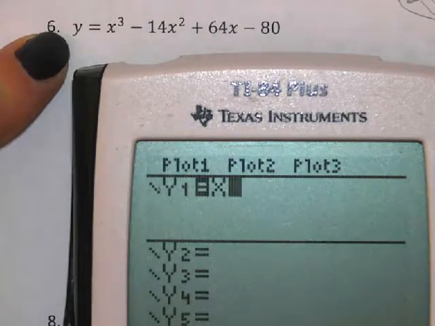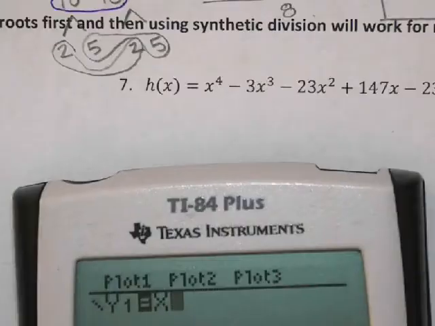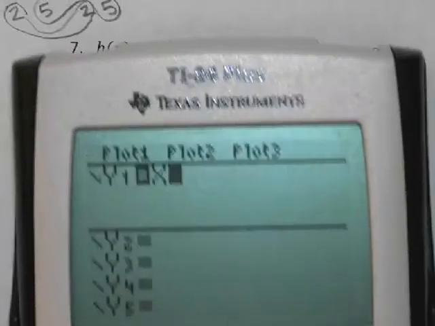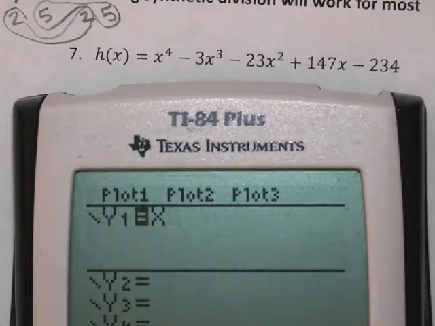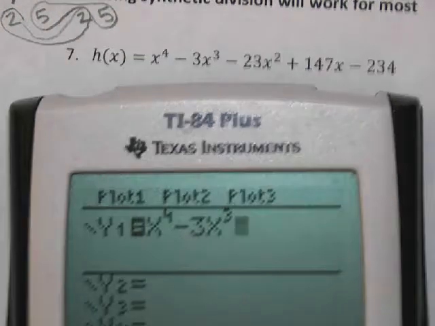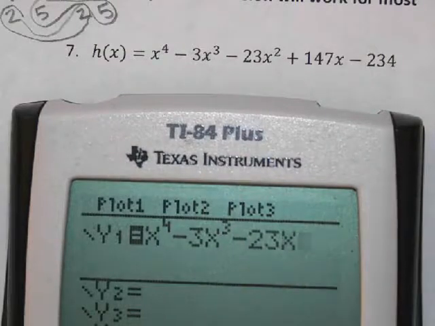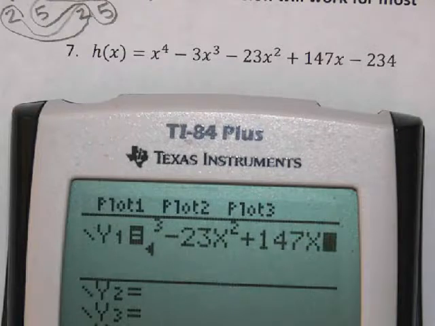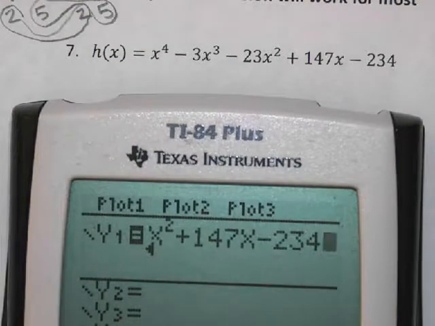Or would you guys rather do number 7? Number 7? Okay, let's do number 7. So I've got x to the 4th minus 3x to the 3rd minus 23x to the 2nd plus 147x minus 234.